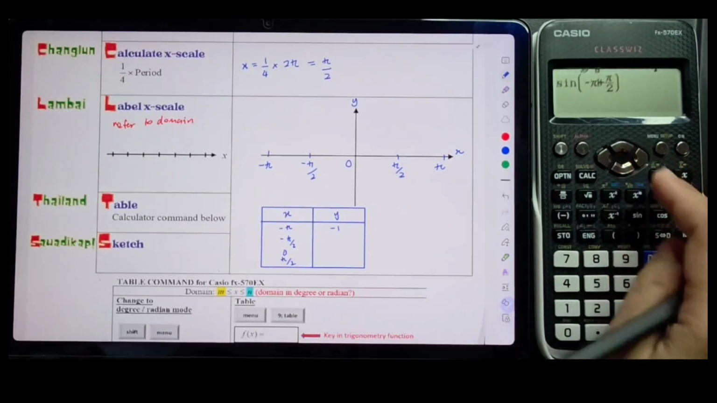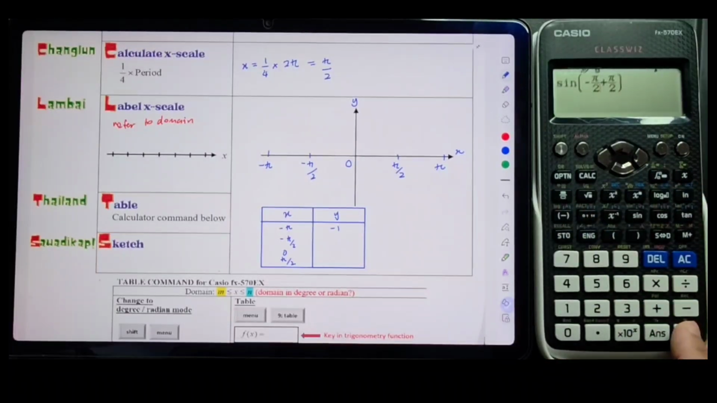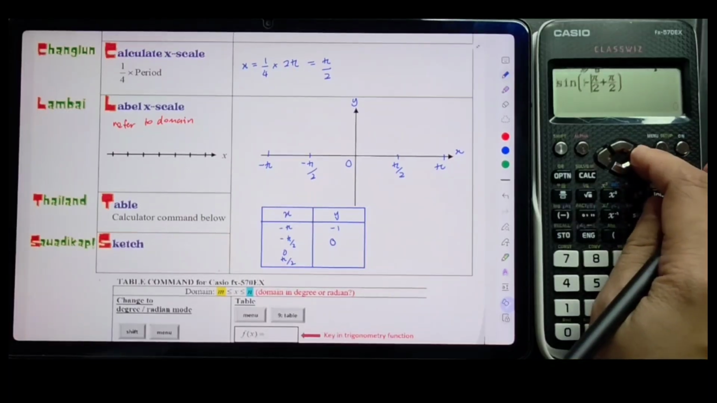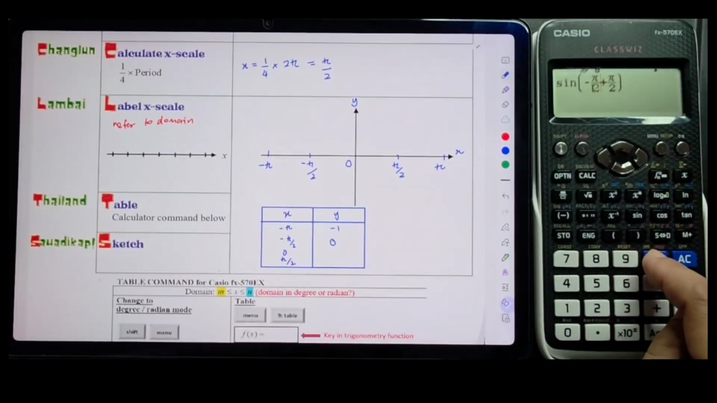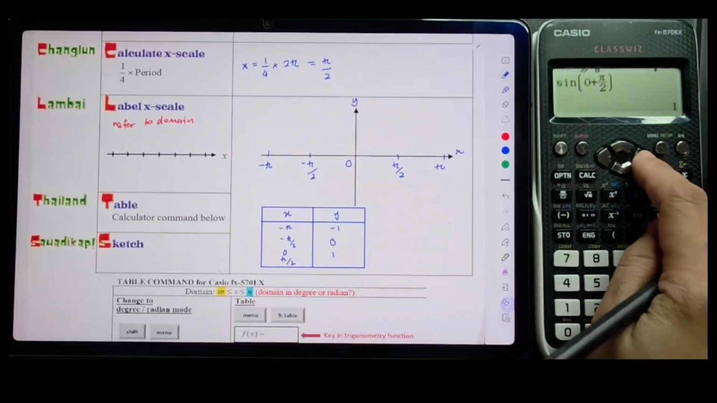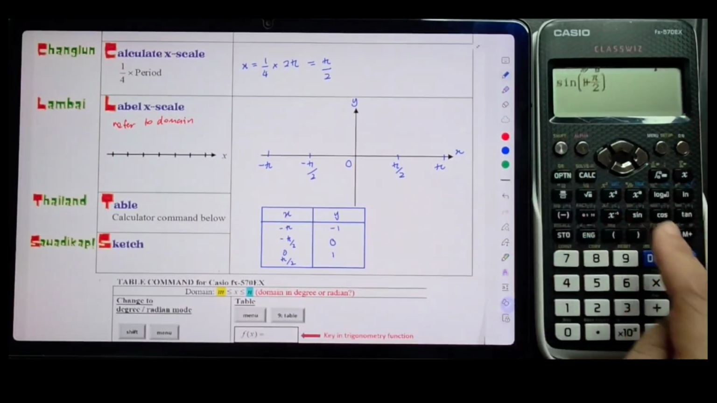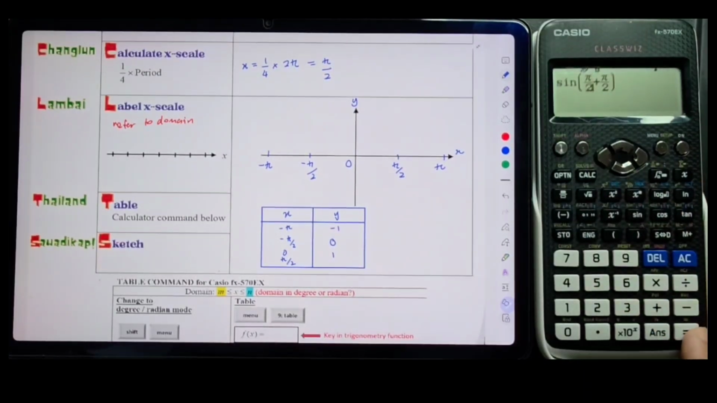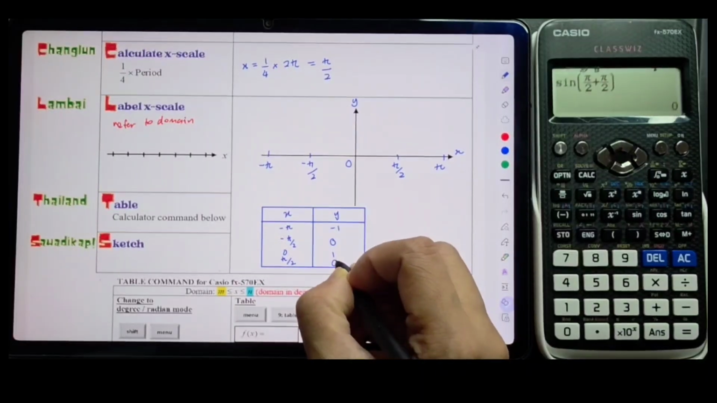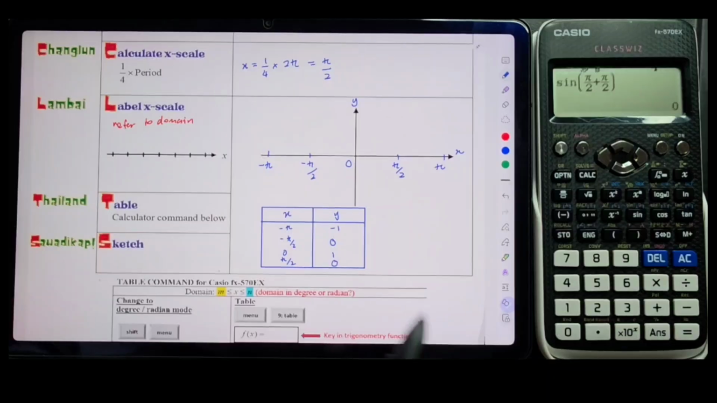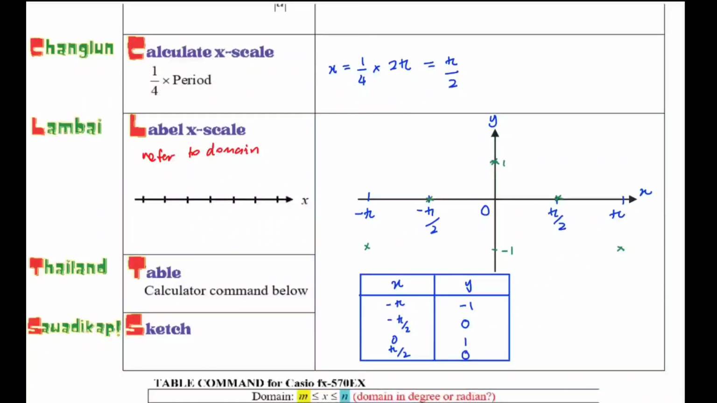Next, the value of x is negative pi over 2, so just change it to negative pi over 2 and press equal sign. Your next y is 0. After that, your next x value is 0, so just key in 0, and your y value is 1. Lastly, your x value is pi over 2. Key in pi over 2. Your y value is 0. You can continue with the last value and then plot the points. Then connect all of the points together.